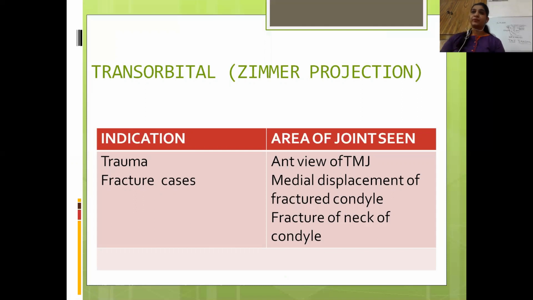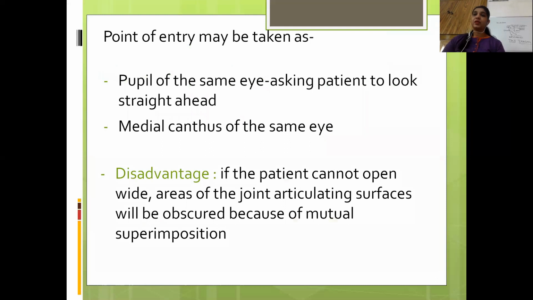Then the transorbital or Zimmer projection. In this, the indication is trauma or cases of fractures. The area of joint seen is the anterior view of the TMJ, medial displacement of the fractured condyle, or fracture of the neck of the condyle. The point of entry may be taken from the pupil of the same eye, asking the patient to look straight ahead, and the medial canthus of the same eye. So we focus the central ray that will come from the pupil of the eye.